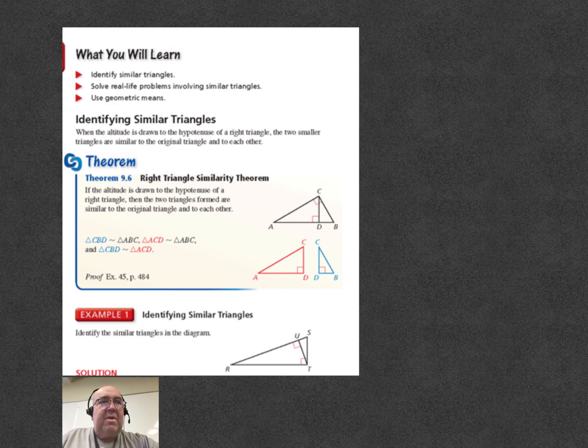So in example 1, triangle RST, and I'm going from the hypotenuse to the short side, and then the last thing I'm listing is the vertex of the right angle, and that's going to be similar to triangle RTU, and that's going to be similar to triangle TSU.